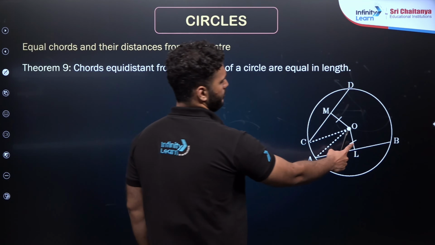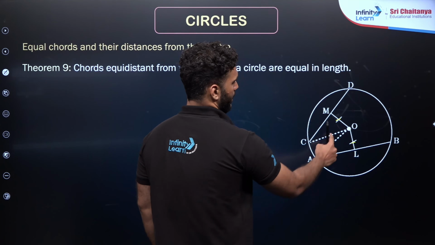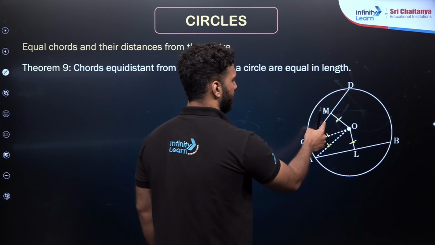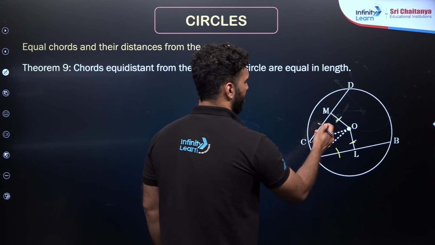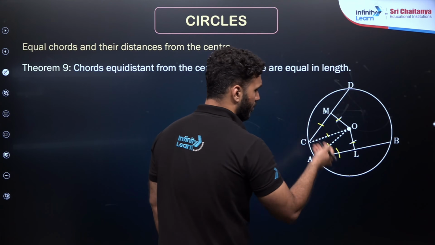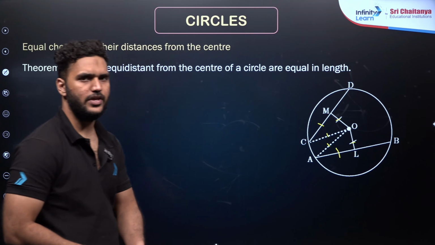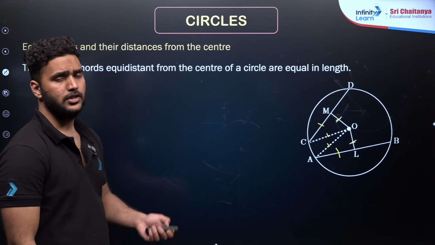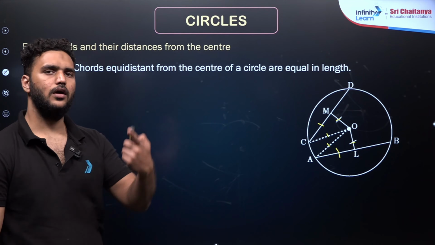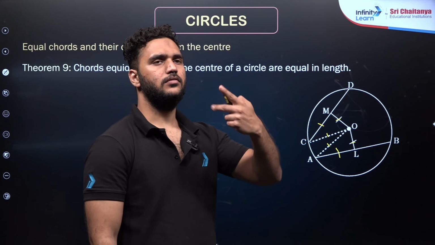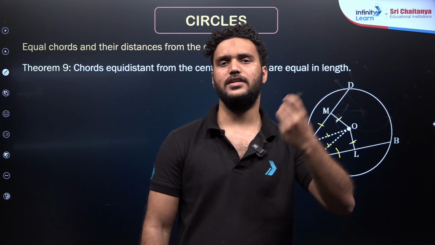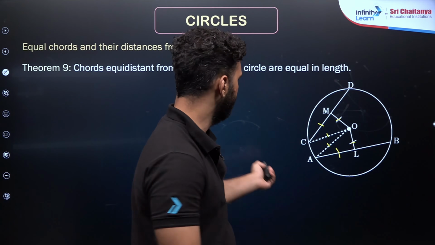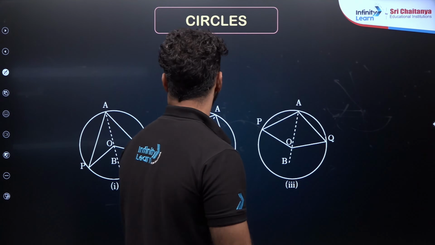If this is equal, and this is radius, and this is radius, then this must be equal, and they are half of this. Half of them is equal, then the full of them will also be equal. You can, using again a right angle triangle, hypotenuse and side, RHS, you can prove this theorem also.